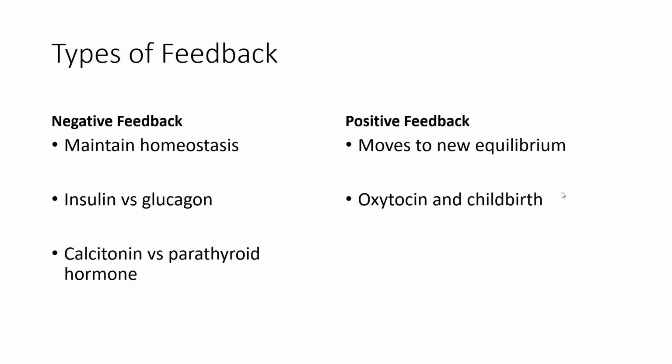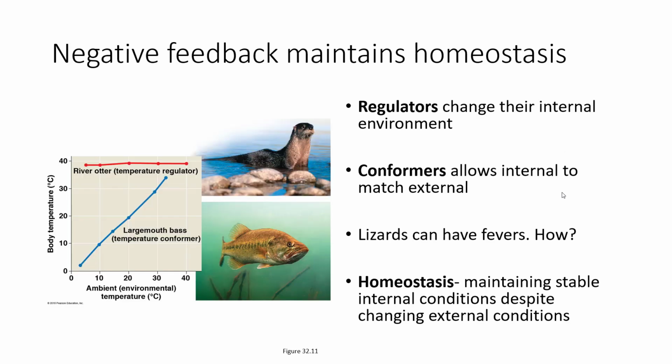Positive feedback is something else, and we're not going to look a lot at that. That is going to be movement from something to a new equilibrium. For example, oxytocin is going to cause the uterus to contract, causing the baby to push against the cervix, which causes an increase in the amount of oxytocin, which causes the uterus to contract more, causing the baby to push more, causing more oxytocin. This positive feedback loop is going to end with childbirth. It's not going to maintain homeostasis. It's going to change things. Negative feedback is what is going to be maintaining homeostasis.